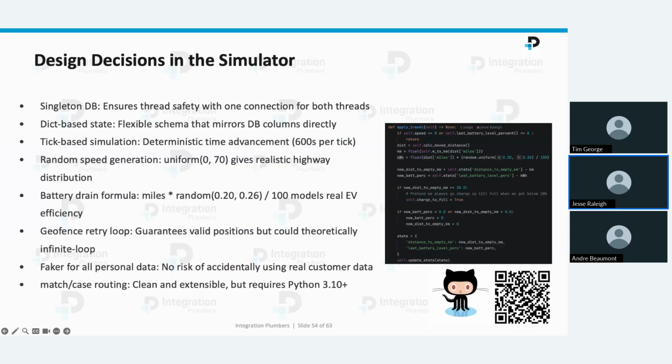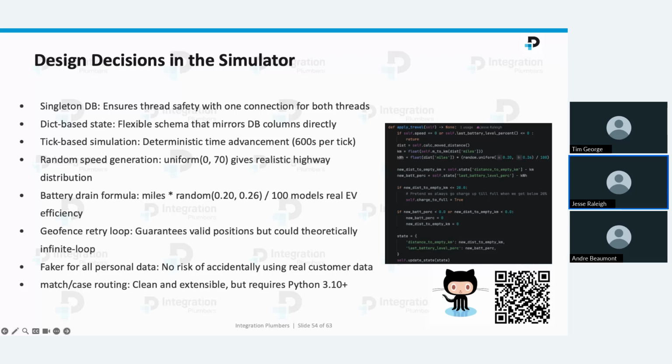Let's walk through some of the key design decisions in the simulator. The singleton database pattern ensures that both threads share one connection, which is simple and effective for our use case. The dictionary-based state model gives us flexible schema mapping that mirrors the database columns directly. Tick-based simulation with 600 seconds elapsed per tick gives us deterministic time advancement, which is important for reproducible testing.